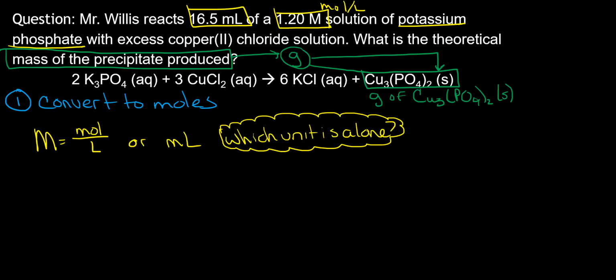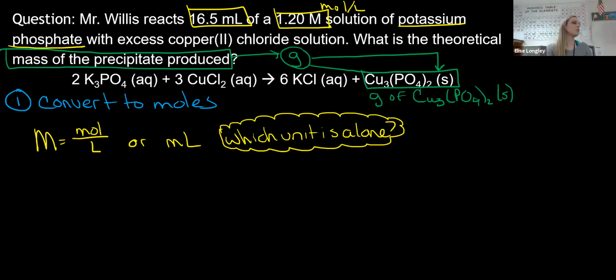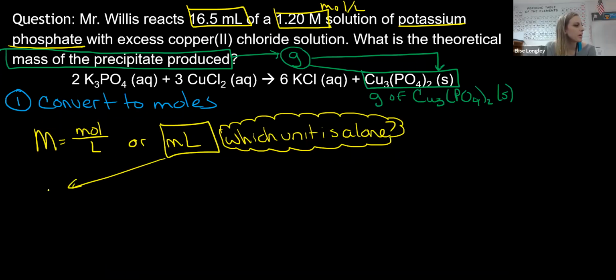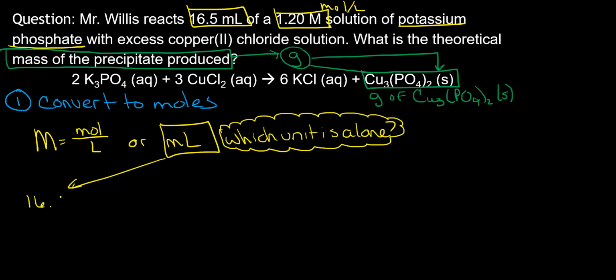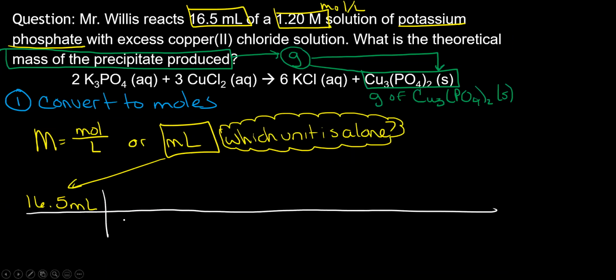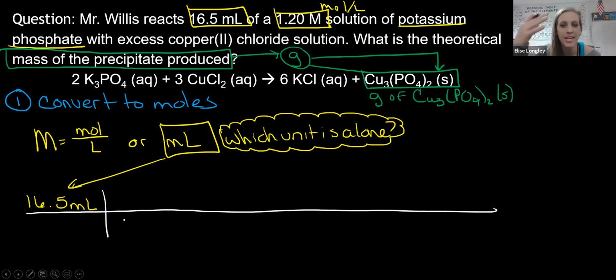Yes. Okay, which unit is alone? Is it moles per liter or is it milliliter? Milliliter. Milliliters alone. So that's what I'm going to start my railroad track with. I'm going to start with 16.5 milliliters. Okay, so this is going to be very long. You guys remember when I told you that the hardest part about stoichiometry, the higher you go, is that it may take more than one step to get to moles, or more than one step to convert. This is where that starts.